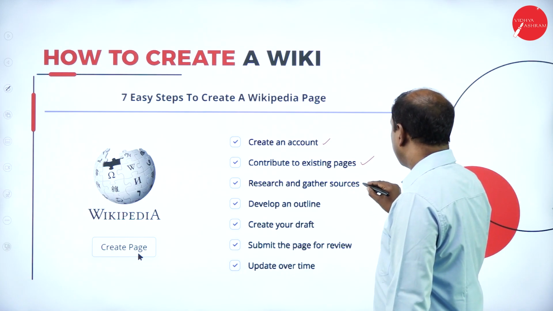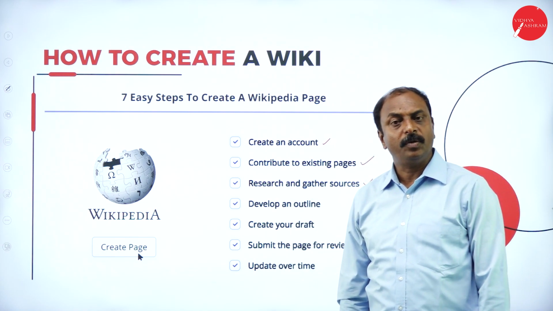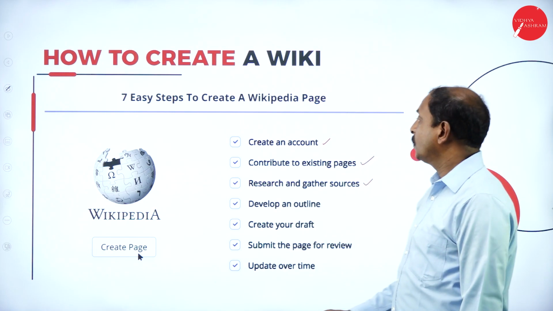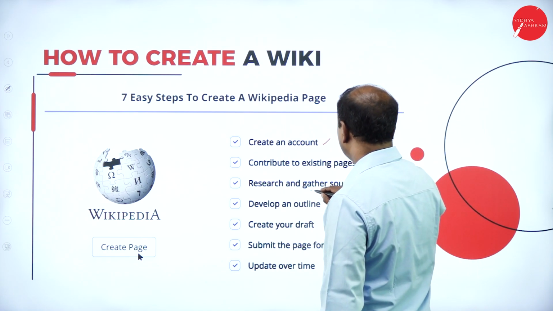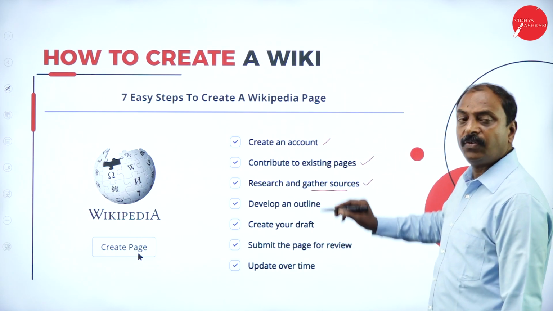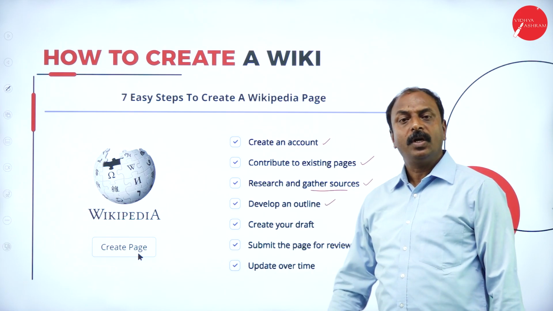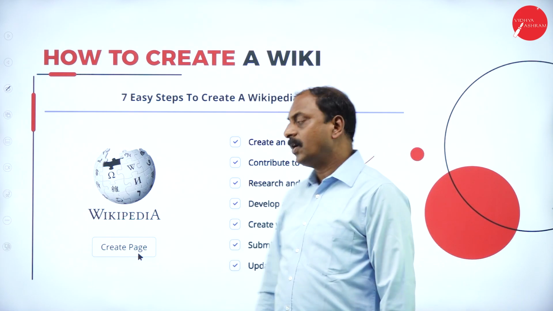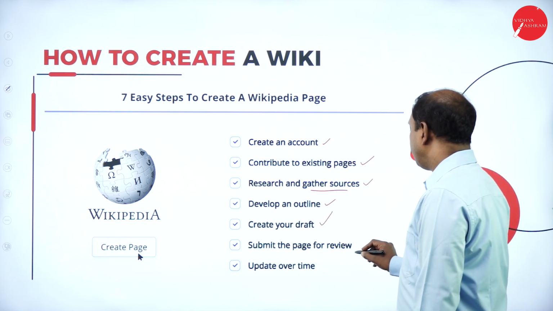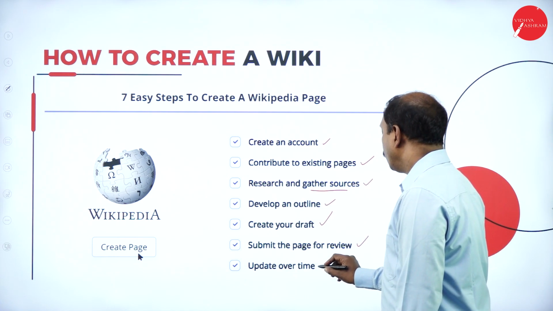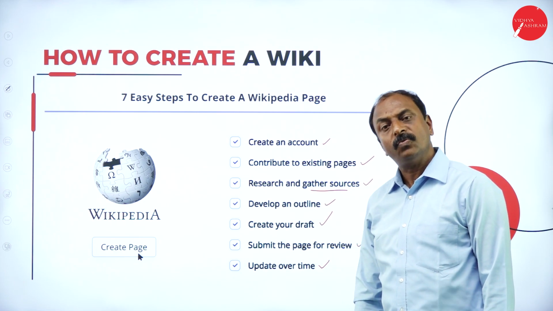Next is research and gather resources. Because it is a wiki site, it will have a lot of information, so to create a wiki page, one must be ready with research and gathered resources. This is the main source of a wiki page. Now develop an outline. Before uploading your document into a wiki page, first develop an outline, then have a draft, then submit the page for review and update over time. These are the common steps to be followed while creating a new wiki page.